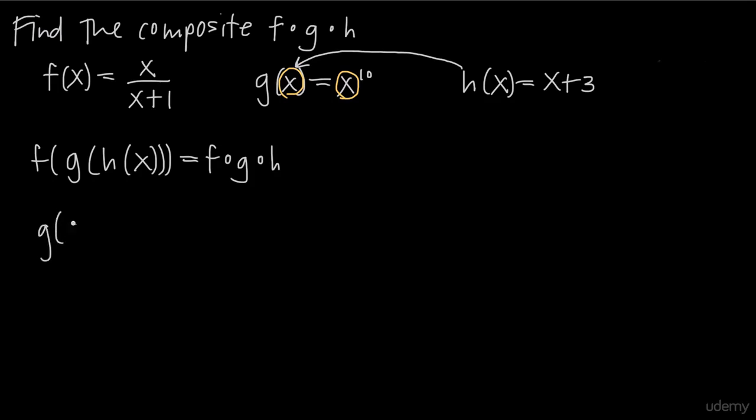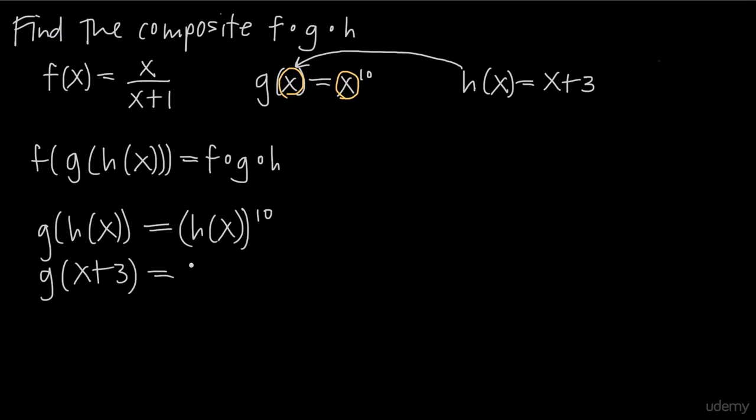So we're saying g of h of x, and because we're replacing this x with h of x, that's going to be equal to h of x, and then we're raising that to the 10th power. So we're just replacing x everywhere in our g of x function with h of x instead. But we want to replace it with the right-hand side. So instead of h of x, we'll say x plus 3. So g of x plus 3 is going to be equal to x plus 3 to the 10th power. So this x plus 3 to the 10th power is g of h of x.